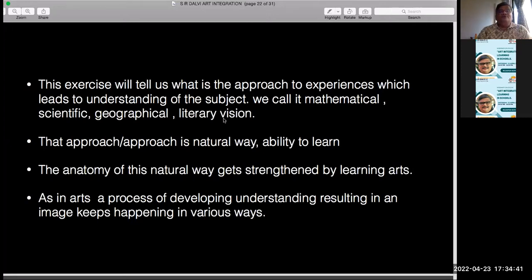Soumya ma'am, will you share with us how you introduce English learning? Because too many concepts are there. You have listed down.